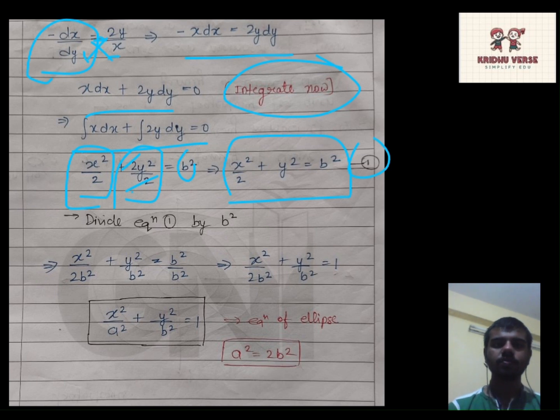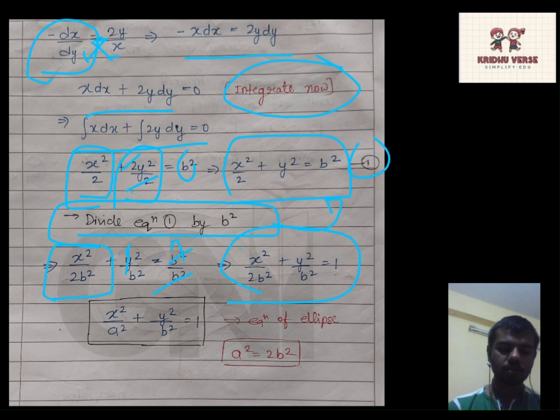Now what are we doing? We are dividing the whole equation by b square to get the family of curves. This is the step we are doing. We divide equation one by b square. So what will happen? x square by 2b square, because divided by b square, second y square by b square, third b square by b square. Now here b square will cut. All other things will remain the same. So x square by 2b square plus y square by b square equal to 1. This we can write after the simplification.